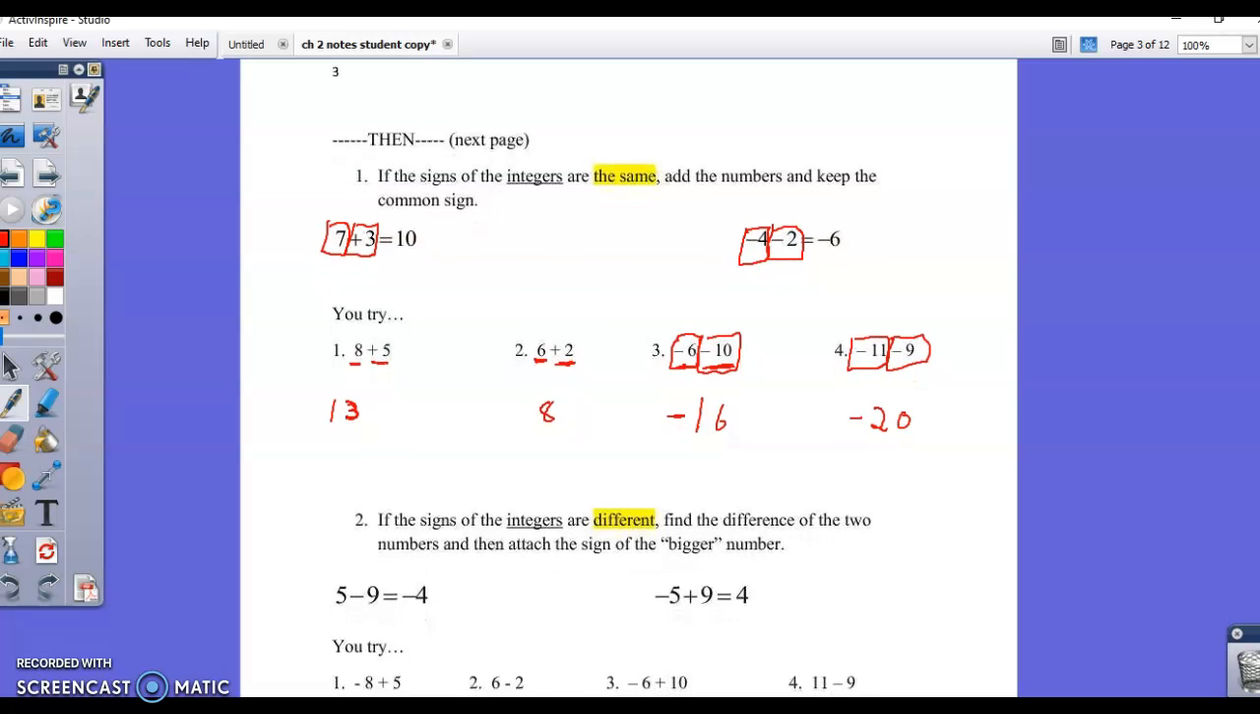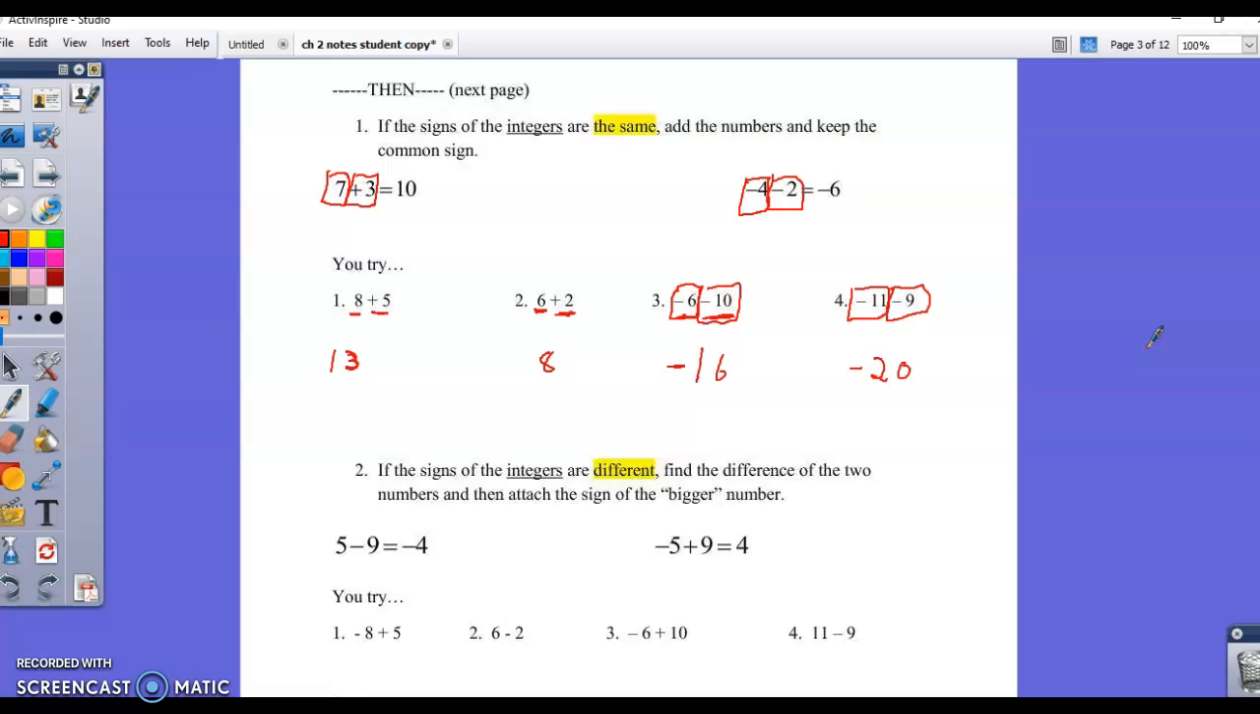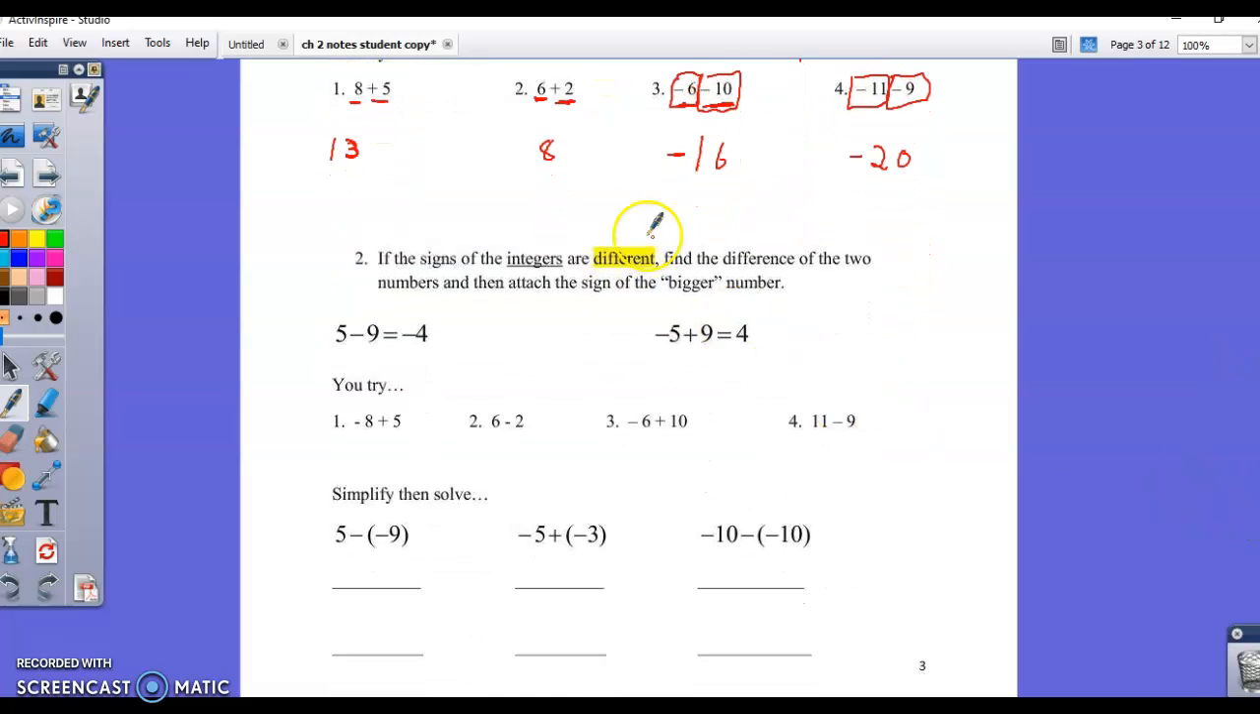So that's the basic rule with adding if the signs are the same, and that's why I like to merge them first to show that. But again, you could always separate negative 4 plus negative 2 and go backwards, but the rule still works. Now, if the signs of the integers are different, you basically take the difference of the two numbers. So you subtract the smaller number from the bigger number, and then you attach the sign of what appears to be the bigger number.